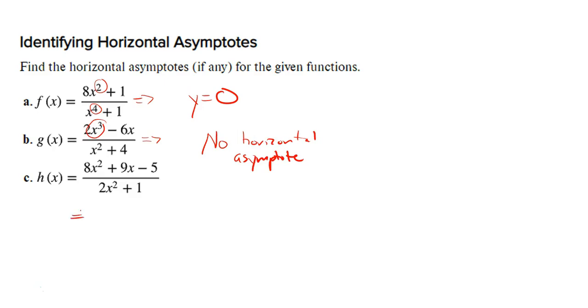For part C, the powers are the same. And so the horizontal asymptote is going to be y equals the fraction of the coefficients. So 8 over 2, which is just 4. Remember that these are equations of vertical and horizontal lines, so you have to include y equals and x equals.